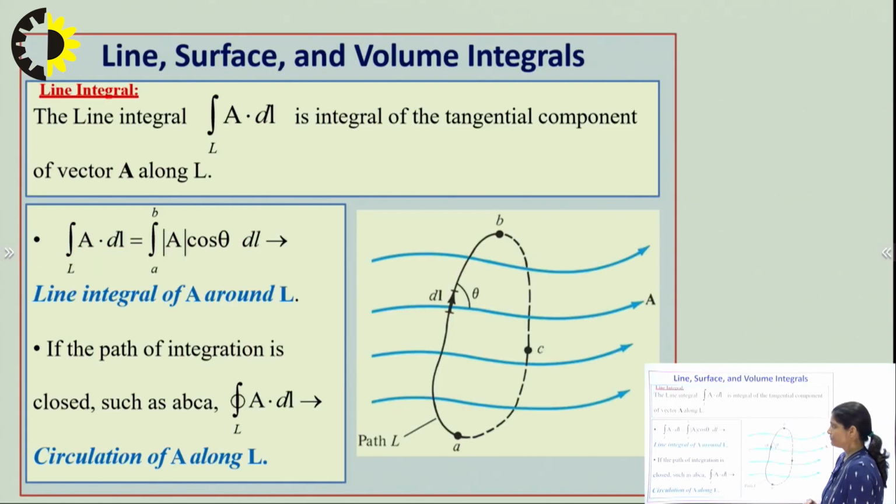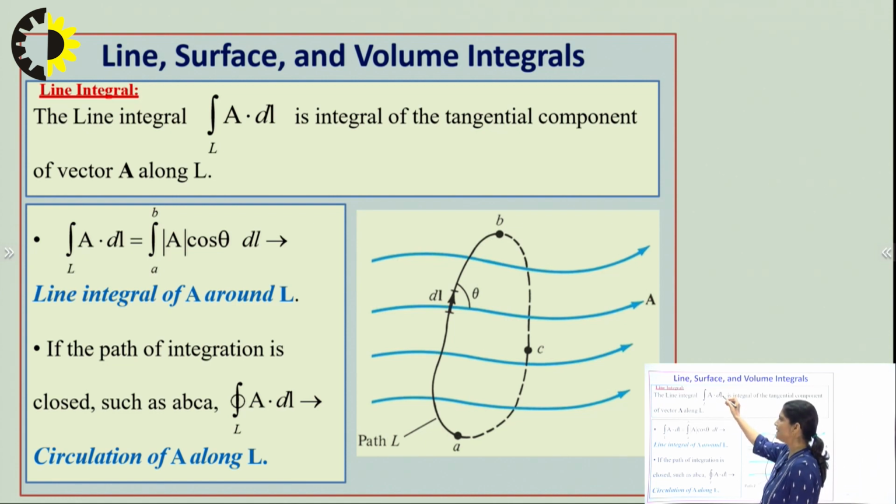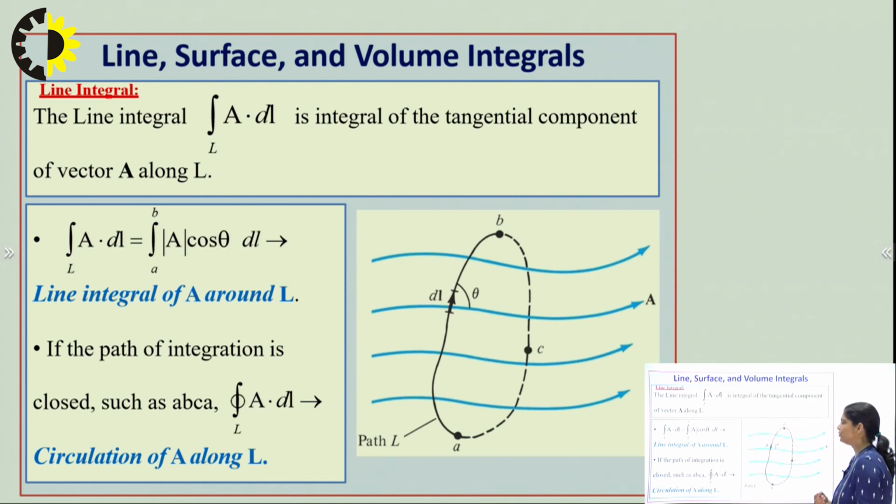Now line integral. This is the formula for line integral: as we have a vector that is represented as A, A dot dl is the integral of the tangential component of vector A along L. So this is the formula for line integral. Now we have two cases. Let your line be open or closed. If this is your field that is represented as A.